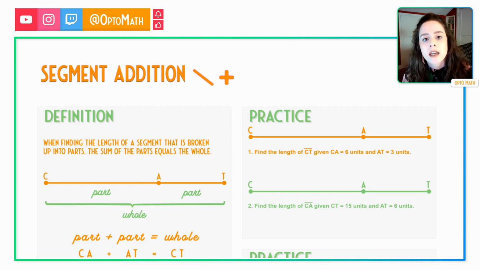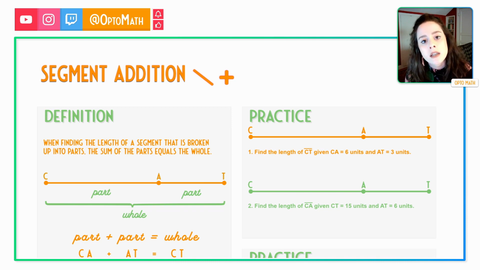You're taking an original segment or a total segment, you have it sectioned into two or more pieces, and you're adding up the pieces or the parts to equal the total original segment length. So part plus part equals whole, just like in angle addition where we had part plus part equals whole. You can, however, solve for a part by taking whole minus part and equaling it to the part.